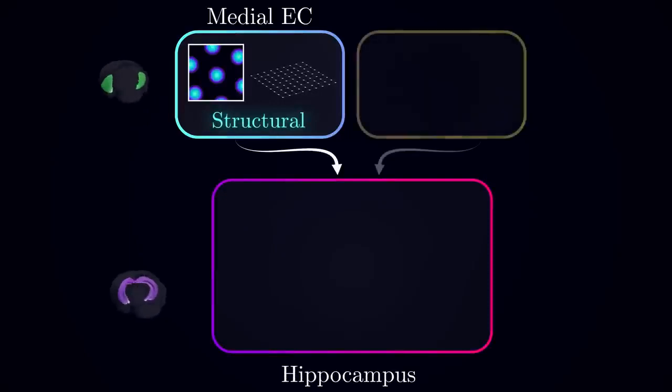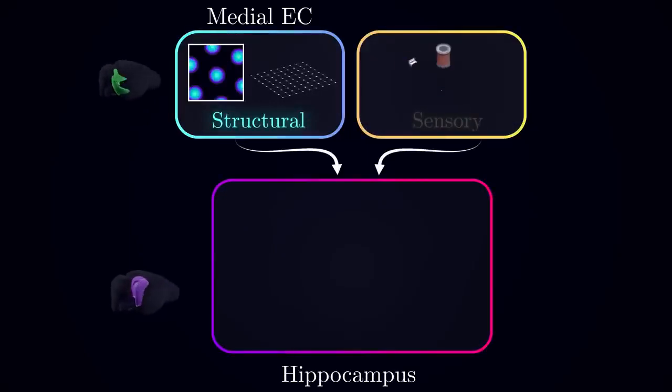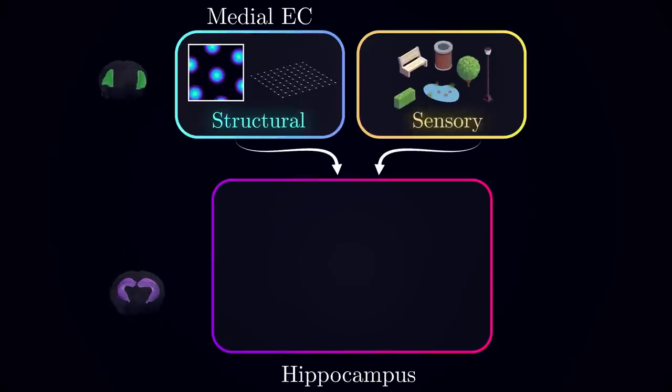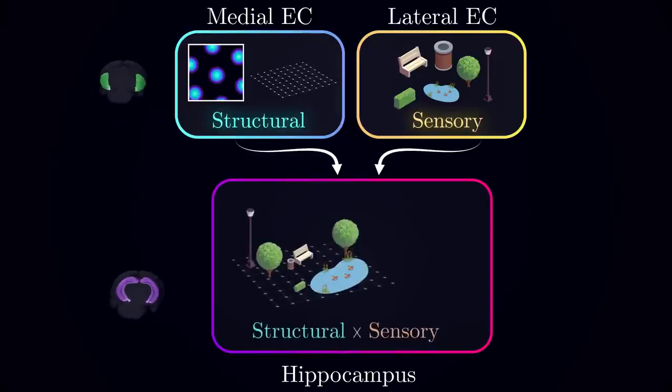A second stream of information, containing purely sensory cues, is provided to the hippocampus by a different part of entorhinal cortex, lateral entorhinal area, which doesn't have such prominent grid patterns of activity. The hippocampus then forms a conjunctive representation, unifying the two streams of information and embedding the particular sensory information into the structural backbone. This difference between factorized and conjunctive representations can be demonstrated by a famous phenomenon called hippocampal remapping.